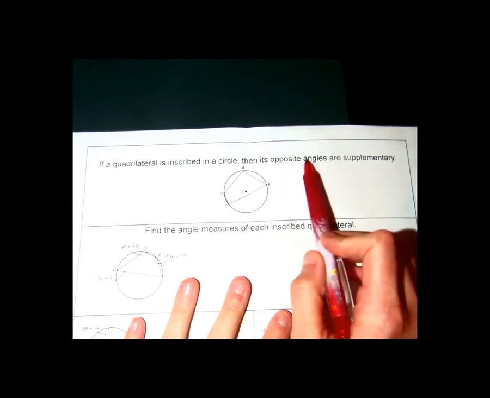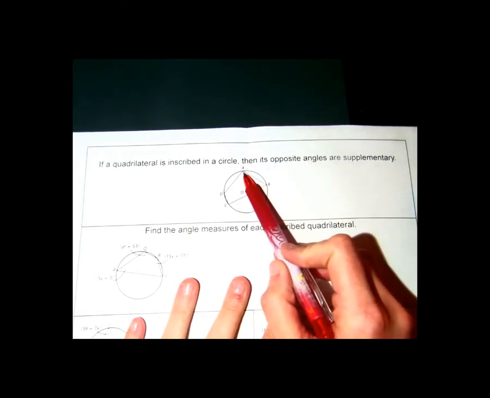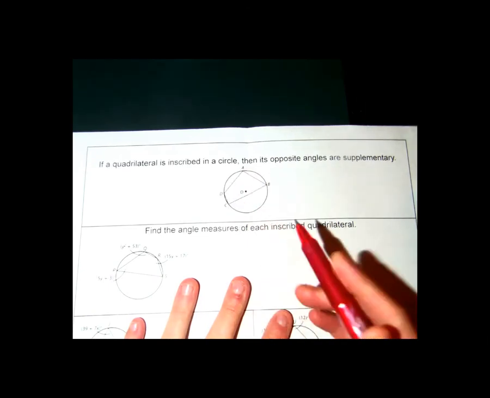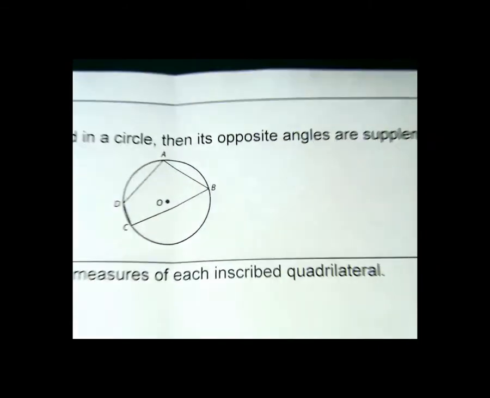All right, so that theorem says, you can see in your foldable as well, if a quadrilateral is inscribed in a circle, which we have, then its opposite angles are supplementary. So A is supplementary to C. B is supplementary to D. Of course, supplementary again means they add up to 180. So we're just going to write that there.